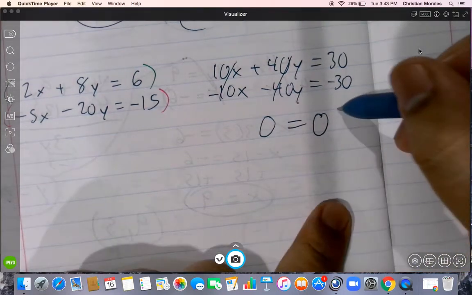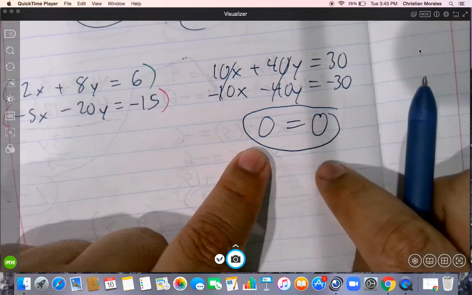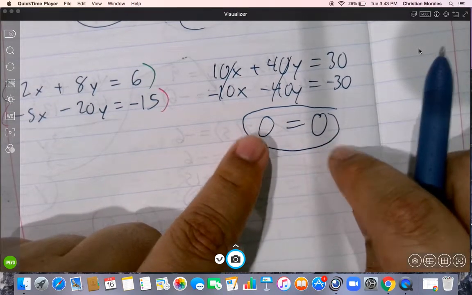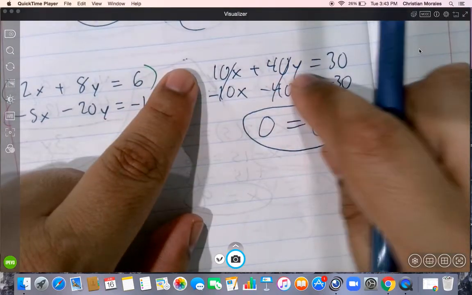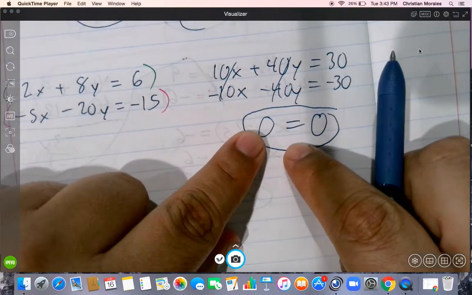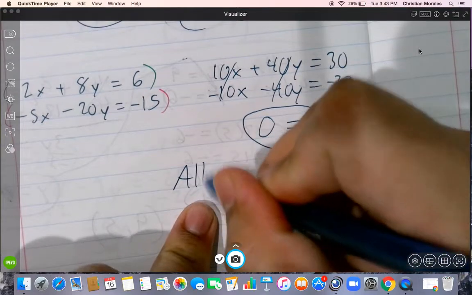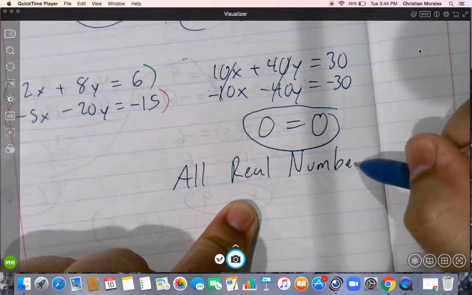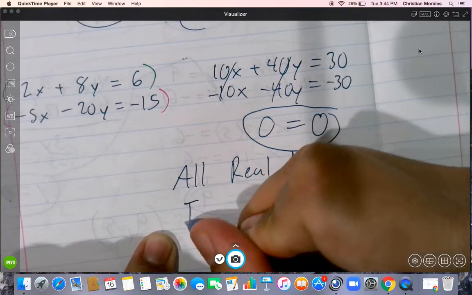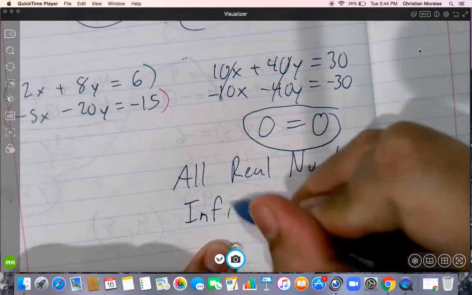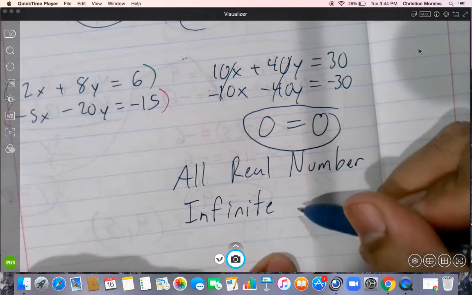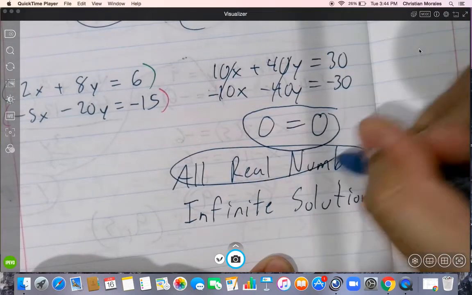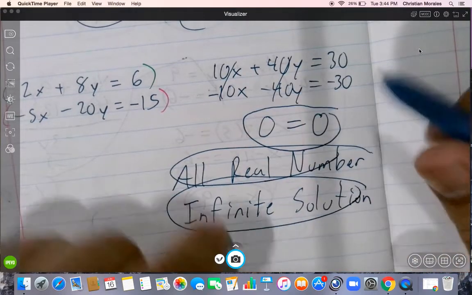Again, does this statement make sense? Does 0 equal 0? If that's true, what that means is it doesn't matter what you plug in, they will always be equal to each other, which means this is all real numbers, or other people like to say infinite solutions. It's the same thing. You can write either one you want. So if you want to write all real numbers, that's fine. If you want to write infinite solutions, that's fine.